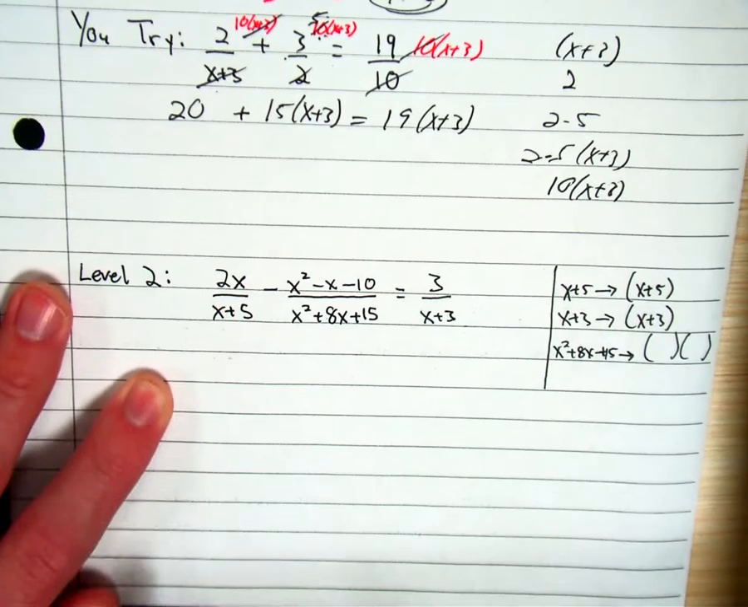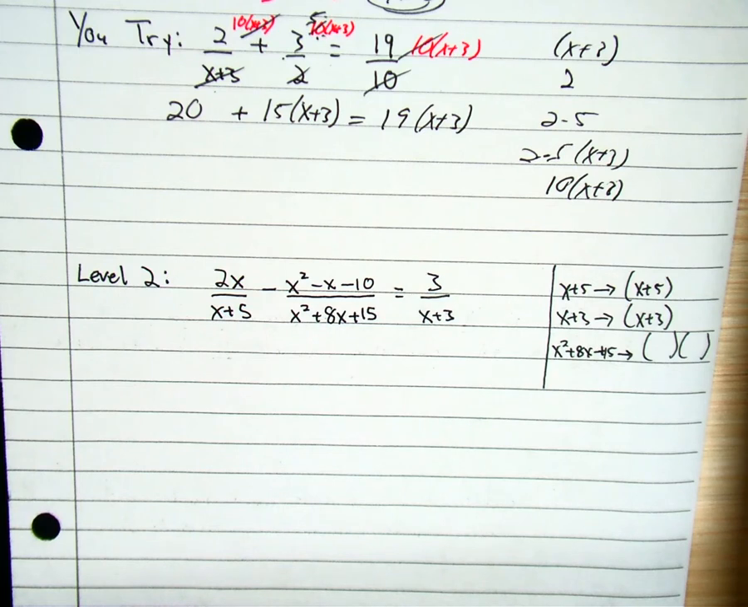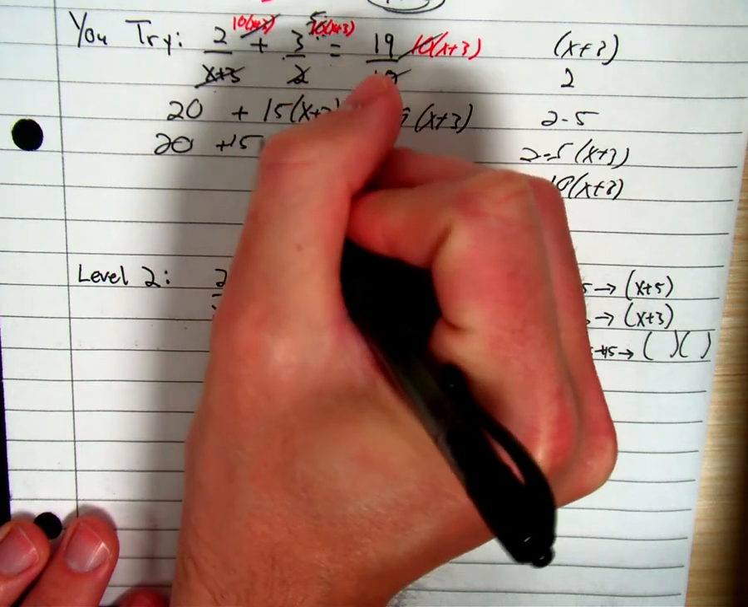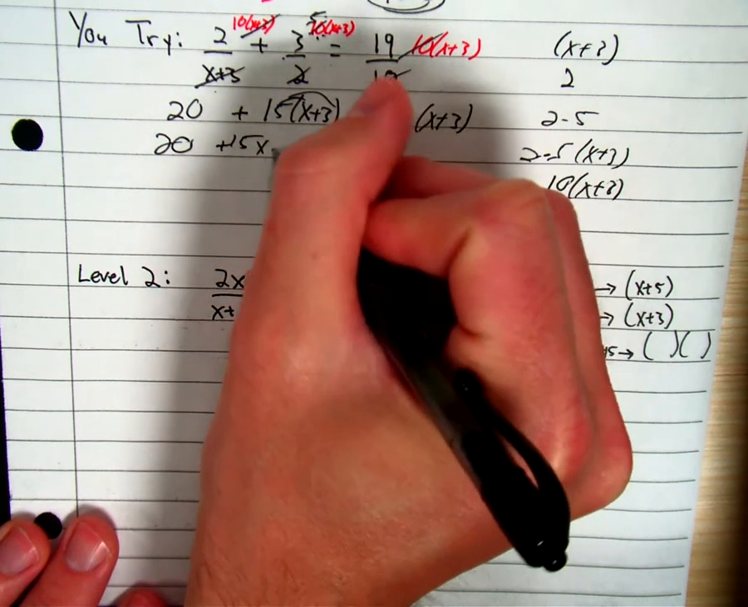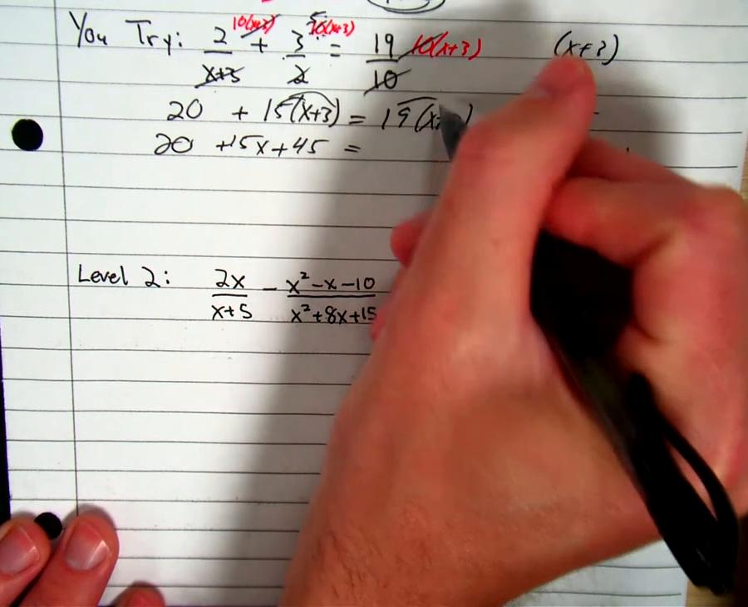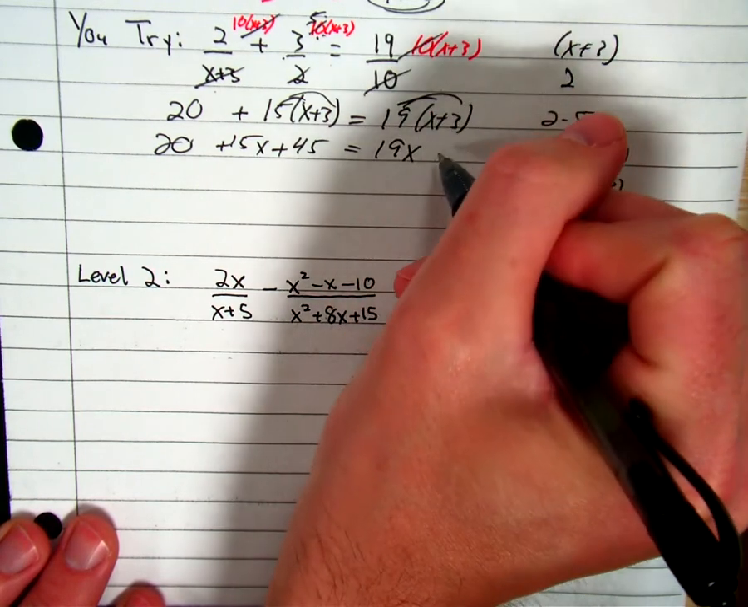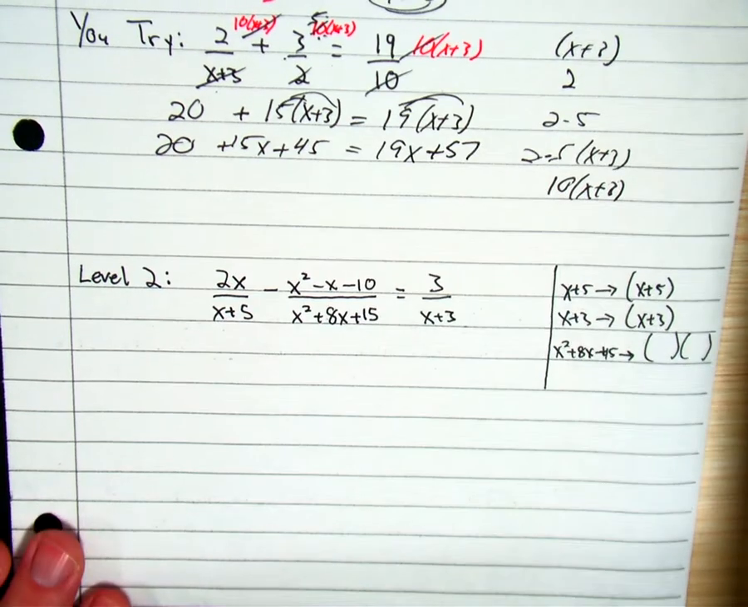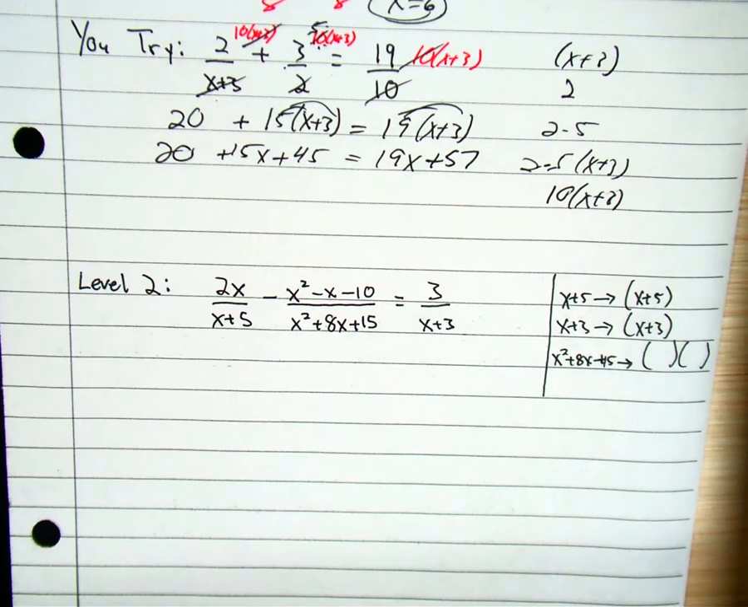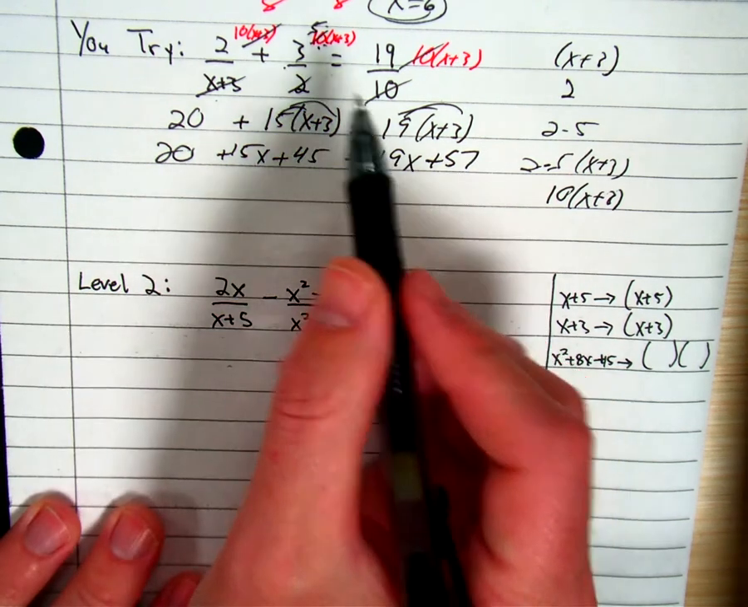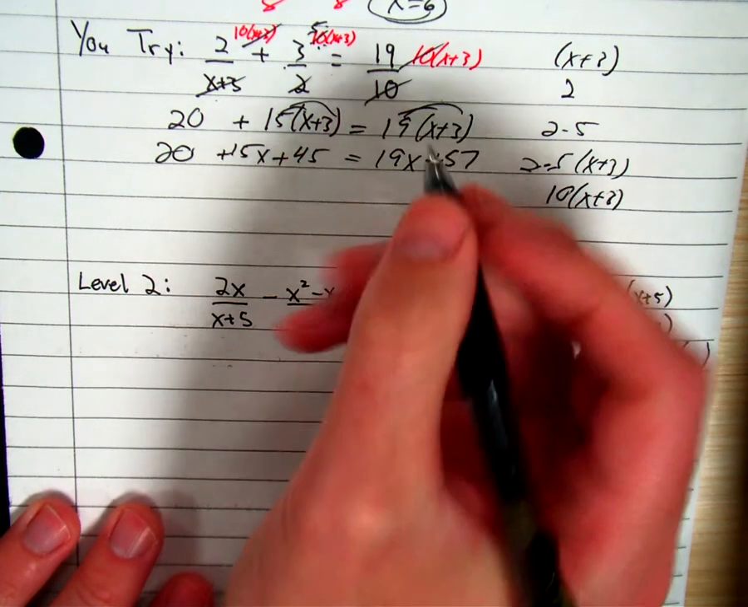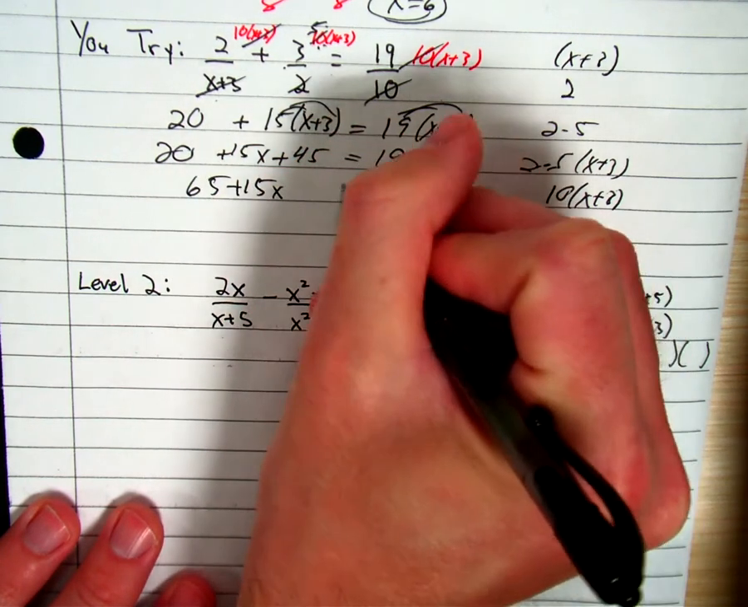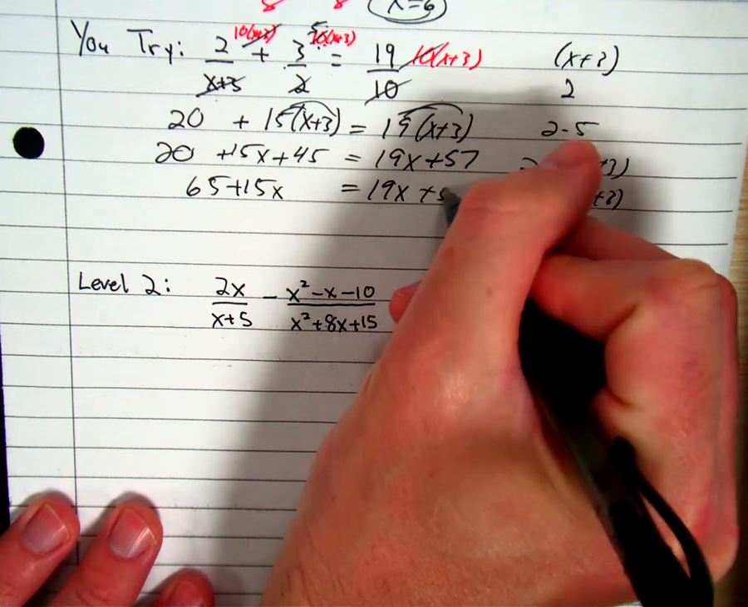Last time we subtracted that whole group over. Let's see what it looks like if you don't. If you just multiplied everything out. 15 times x, 15 times 3, 19 times x, 19 times 3. You can see how it's getting a little long already here. We're going to put the 20 and the 45 together. So we'll have 65 plus 15x, 19x plus 57.